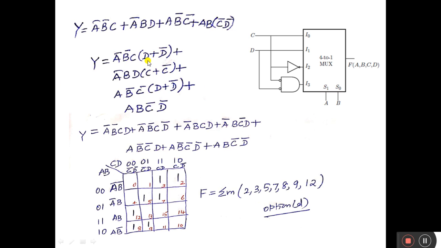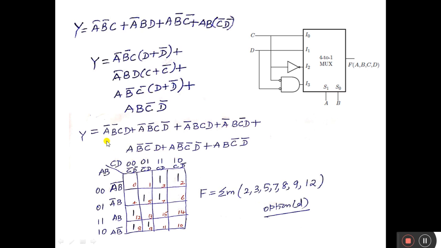If I multiply this term A bar B bar C with D plus D bar, I get A bar B bar C D plus A bar B bar C D bar. Then A bar B D multiplied with C plus C bar gives A bar B C D plus A bar B C bar D. Then multiplying this term, A B bar C bar D plus A B bar C bar D bar, plus the remaining term.